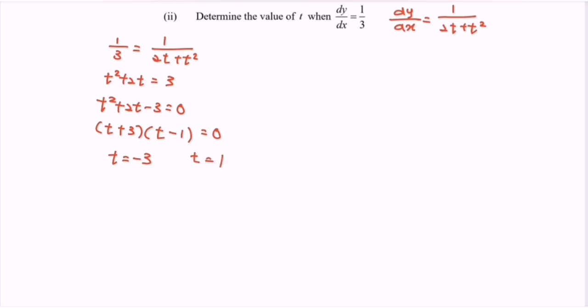So kindly refer to the main question. They mention that t must be greater than 0. Since we have the restriction, t equals 1 would be the suitable answer, or we can say valid.